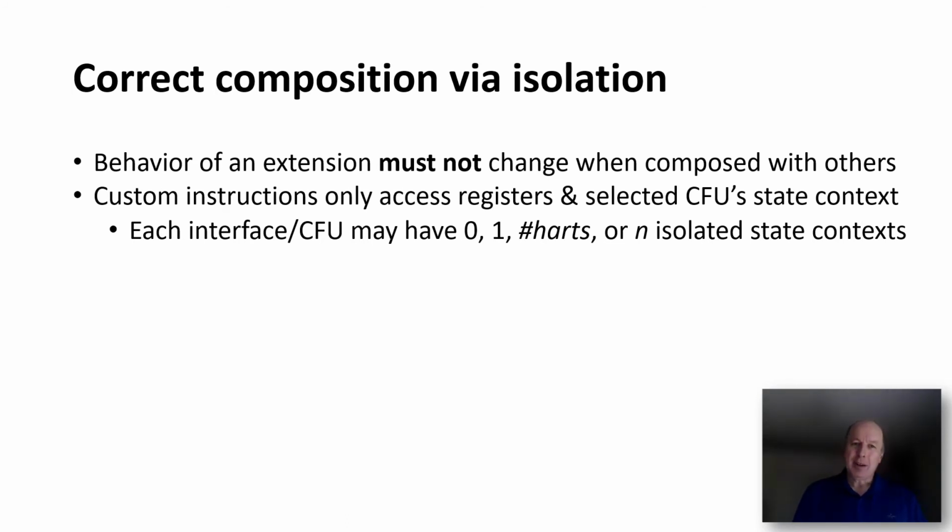In this work, composition is the paramount concern. If two accelerated libraries and their CFUs work correctly in separate systems, they must keep working correctly together. Therefore, the behavior of an extension must not change when composed with others. In this first version of the work, this is achieved by constraining the types of interfaces and CFUs we support to those whose custom instructions access only the integer registers and the interface's current state context.